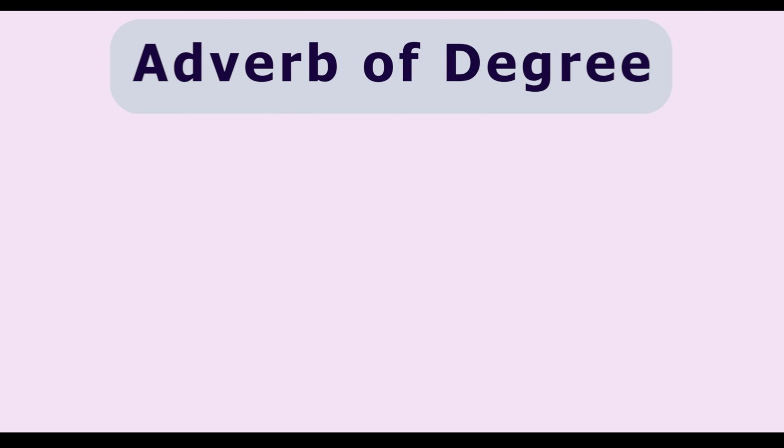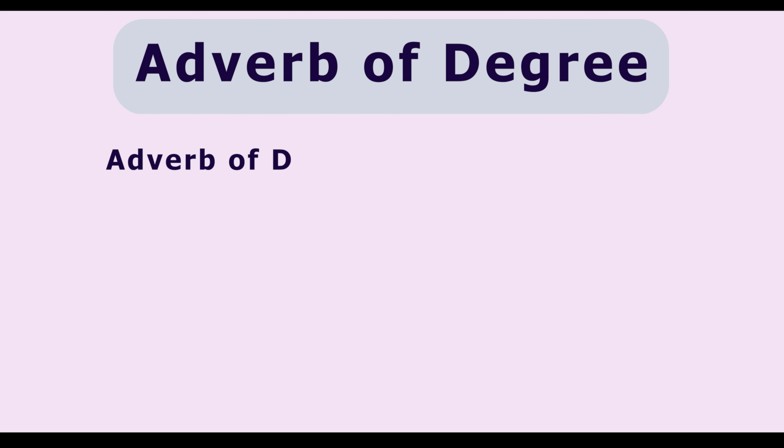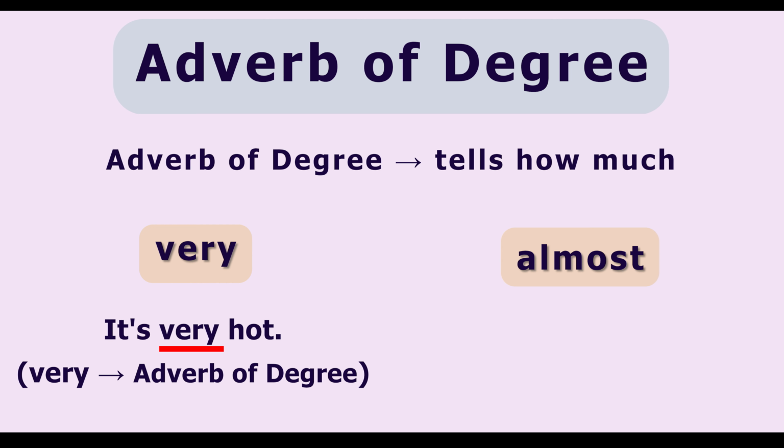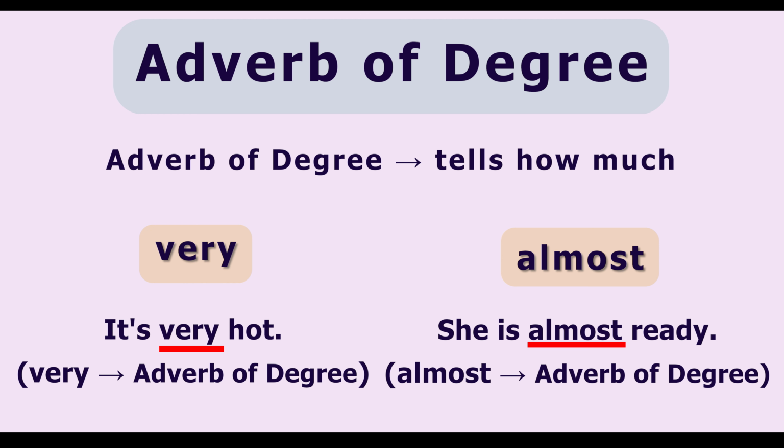Now, adverbs of degree. Adverbs of degree tell how much or to what extent, like very, quite, or almost. For example, it's very hot. Here, very is the adverb of degree. Another example, she is almost ready. Here, almost is the adverb of degree.